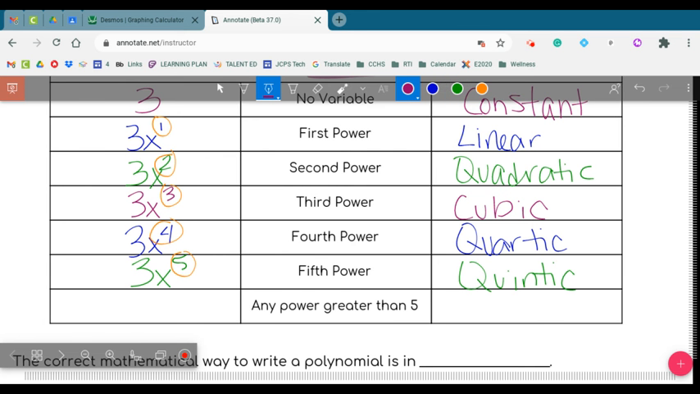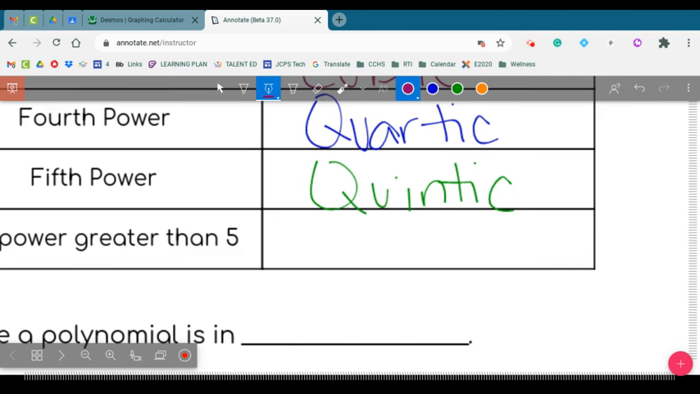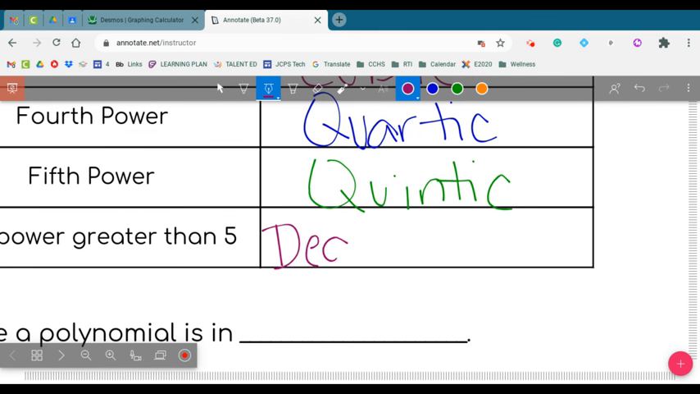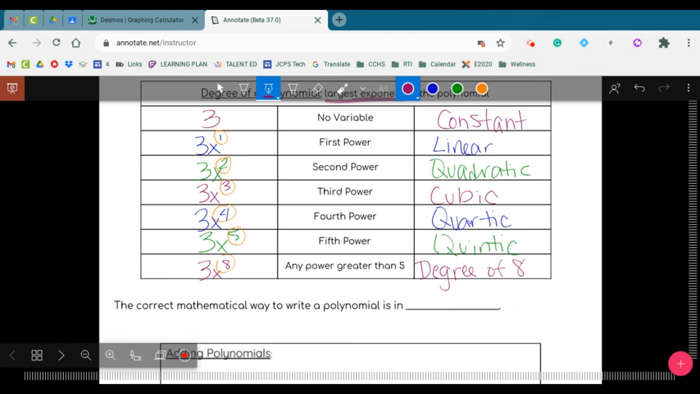And then lastly, if we have any power greater than 5, so let's say we have 3x to the 8th, you're going to write this as degree of 8. So you write whatever it's the degree of. That's all we have to do for that. You're going to want to use this list probably quite often.